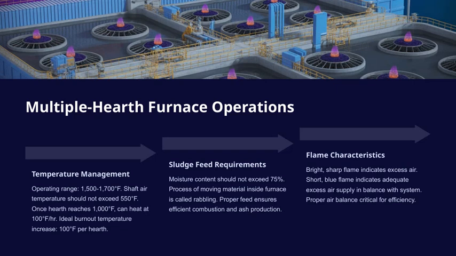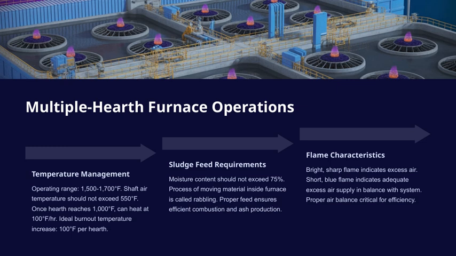Let's talk about the operational aspects of the multiple-hearth furnace. First, temperature management is crucial. The operating range typically falls between 1,500 and 1,700 degrees Fahrenheit. It's important to keep the shaft air temperature below 550 degrees to maintain proper conditions. Once the hearth reaches around 1,000 degrees, we can gradually increase the temperature by about 100 degrees per hour. The ideal burnout temperature increase is generally around 100 degrees per hearth, which helps ensure safe and efficient operation.